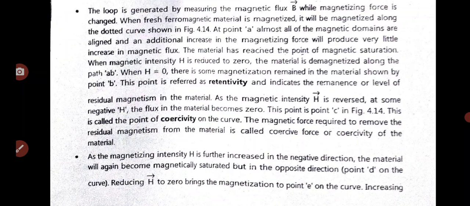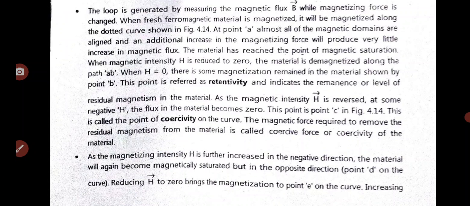So the loop is generated by measuring the magnetic flux B while the magnetizing force is changed. That means if we increase the magnetic field, the magnetic flux also increases, and due to this increasing flux, we have to increase the value of the magnetizing force. And then the fresh ferromagnetic material is magnetized.